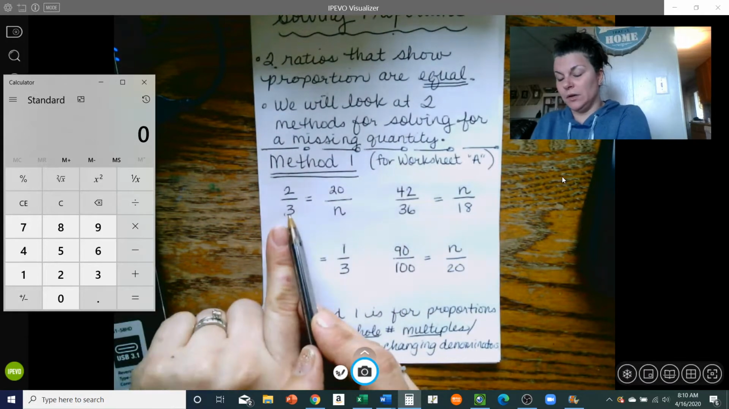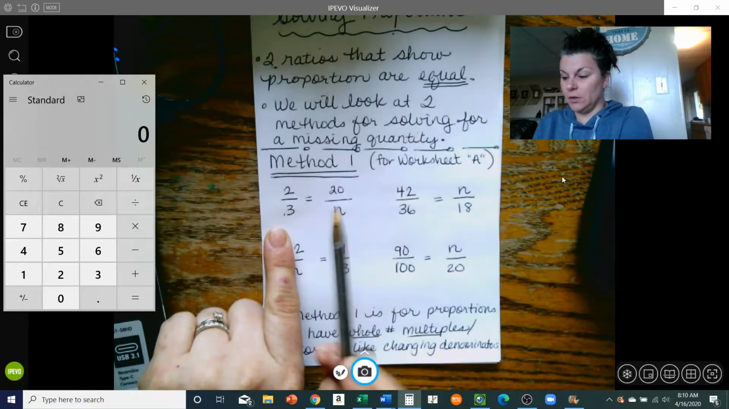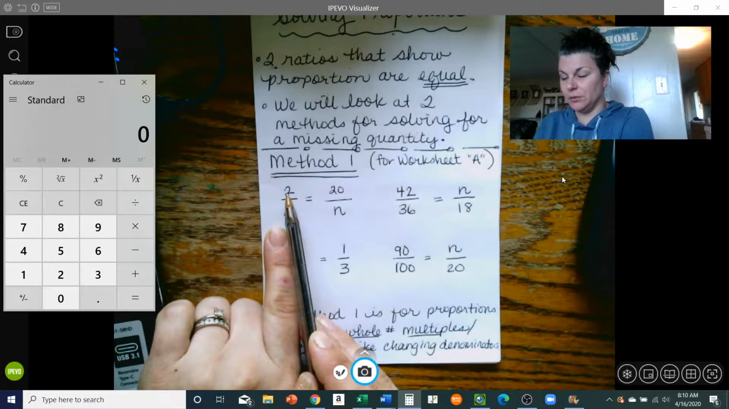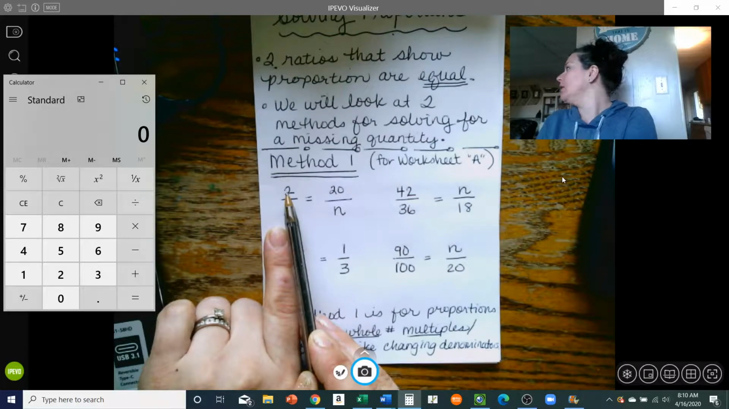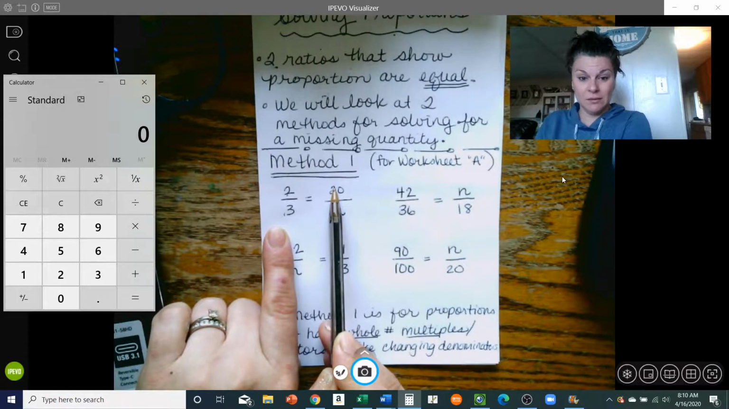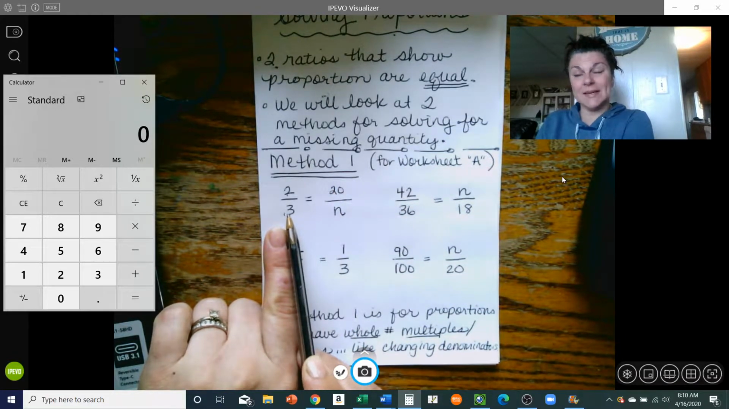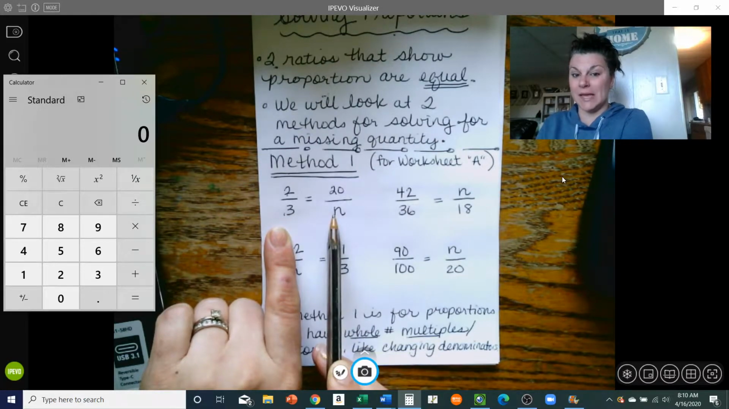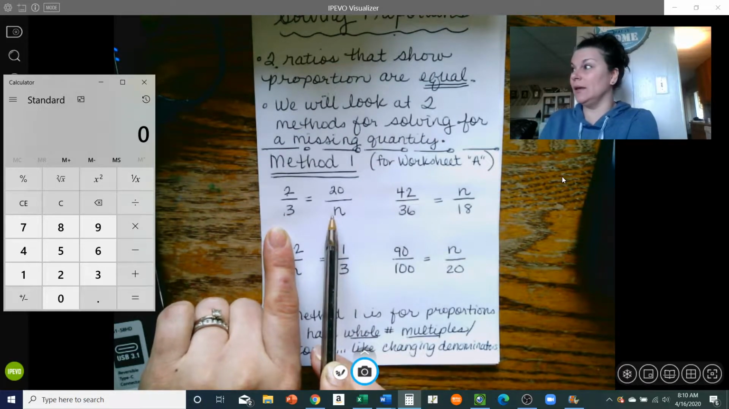Like, I'll show you what I mean. So here in this one, I want to know if 2 has something multiplied or divided by it to give us 20, then 3 is going to have the exact same thing multiplied or divided by it to get whatever n is.